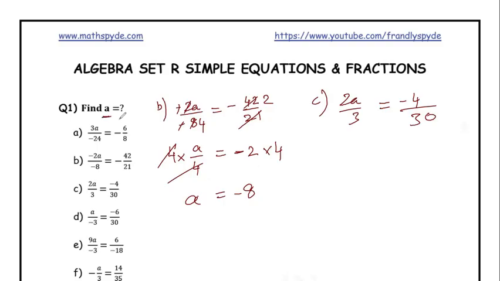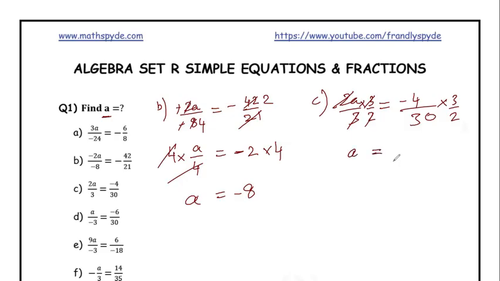The question is find A. Now this is 2A upon 3. So how do I make it only A? By multiplying 3 by 2 on both sides. Why do I multiply by 3 by 2? Because I want to get rid of this 2 and this 3. Now you have to do it on both sides because you can't just do it on one side.